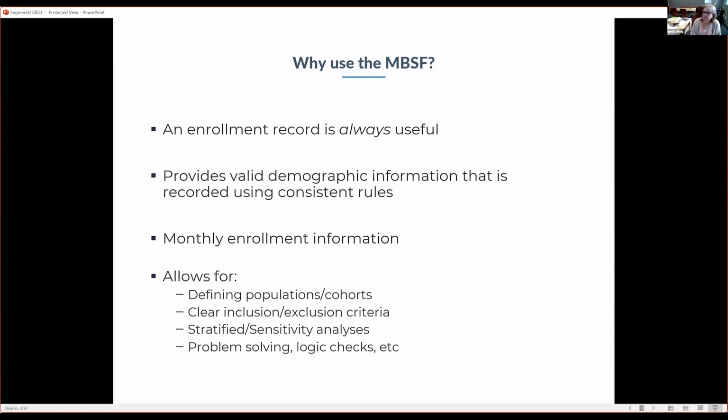It has monthly enrollment information. It allows for an easy way to define population, clear inclusion-exclusion criteria. It facilitates stratified and sensitivity analysis. We use it a lot for problem solving, logic checks, and so on. So even if we don't actually think it's going to be part of our publication, often some of those things, including trying to assess bias, would not be possible without this file.